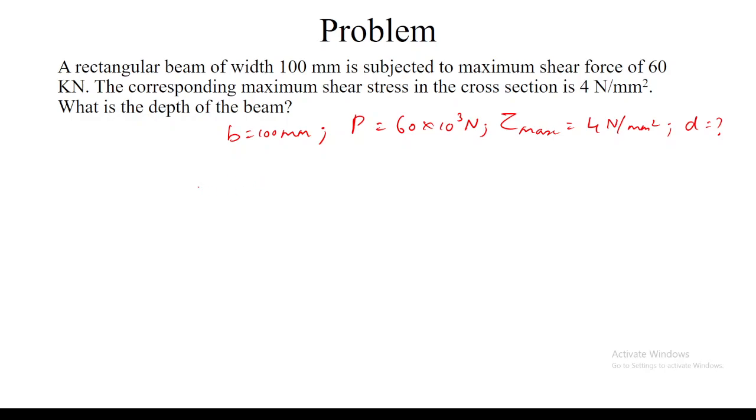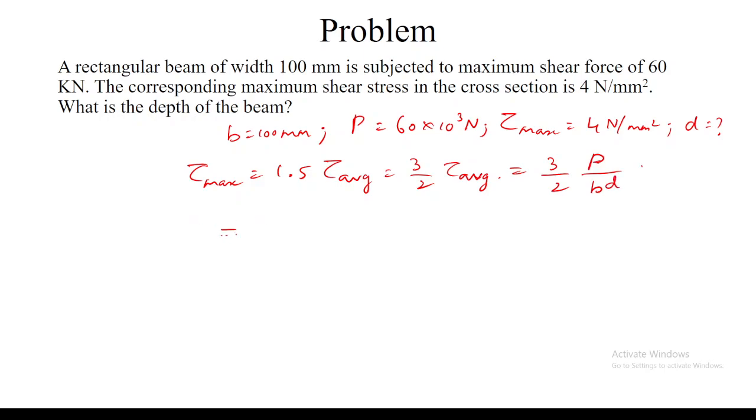At first, we have to calculate tau max. Tau max is given here. Then we get the value of D. Tau max is nothing but 1.5 times tau average, which is 3 by 2 of tau average. Yes, sir, 3 by 2 into P by BD.